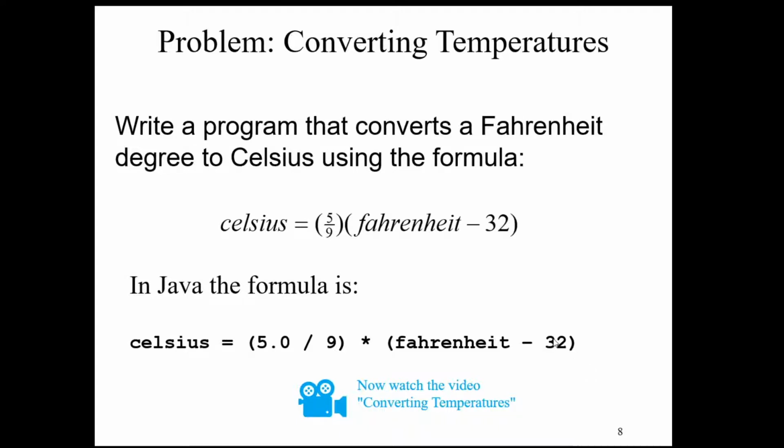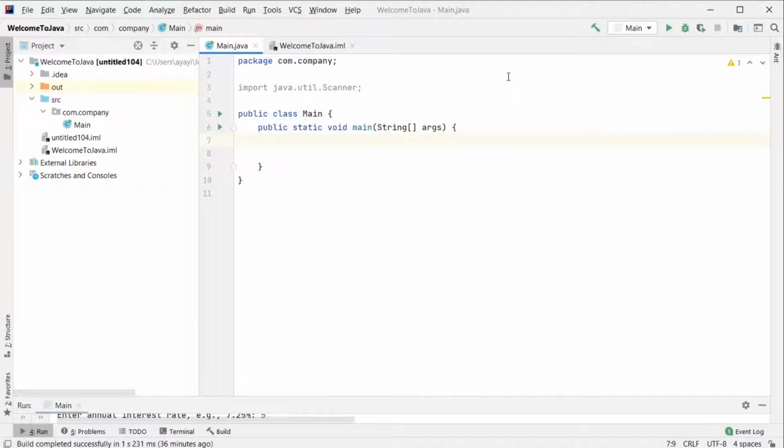Now let's write the program. Okay, as you can see, I have an empty template. I already imported Java util scanner because we are going to read something from the keyboard. And here you can see my empty public class, public static void main. My cursor is blinking on line 7 where I'm going to start writing my program.